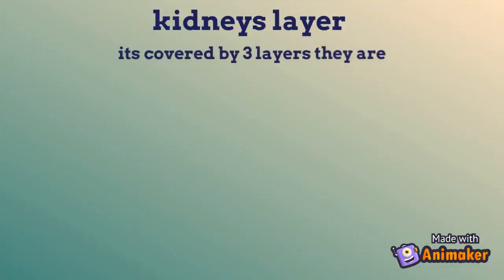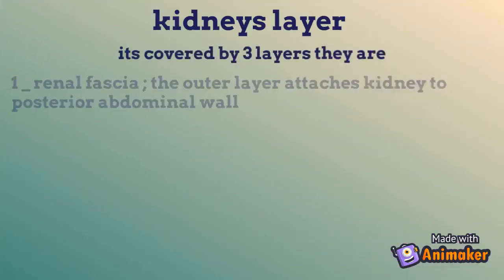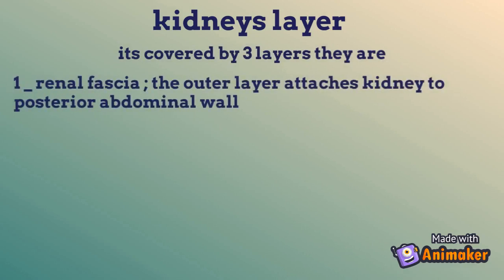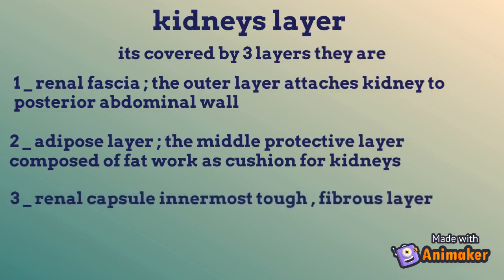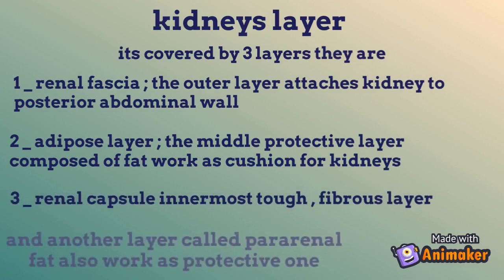Kidney layers. It's covered by 3 layers. They are the renal fascia, the outer layer that attaches the kidney to the posterior abdominal wall. The second one is the adipose or fat layer, the middle protective layer composed of fat that works as a cushion for the kidneys. The third one is the renal capsule, the innermost tough fibrous layer. There is another layer called the pararenal fat, which also works as a protective layer, covering the renal fascia outside.